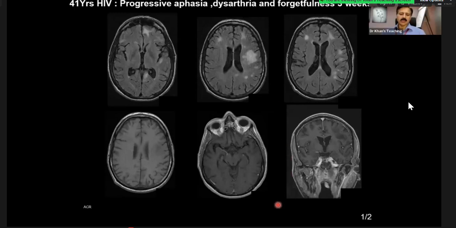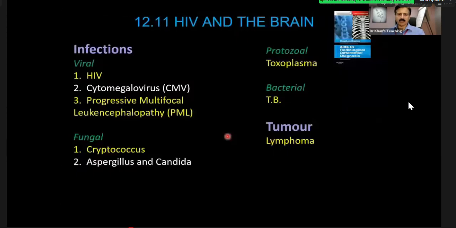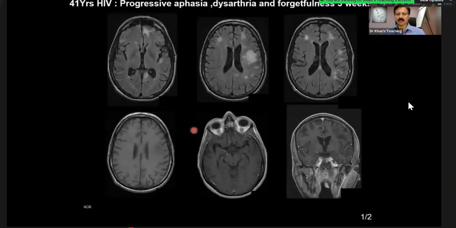Excellent. So let's go back to the basics of PML. Just a recap, please remember PML. This is PML, progressive multifocal leukoencephalopathy. What is PML? PML is an infection, and this is a JC virus. Please remember that in 80% of normal brains, this virus lives there. But in an immunocompromised patient, it takes over, it attacks the oligodendrocytes and causes demyelination.